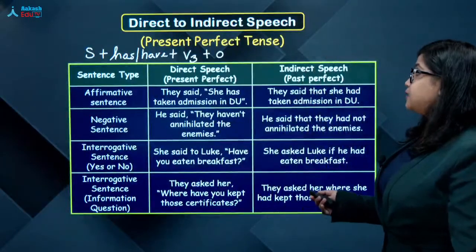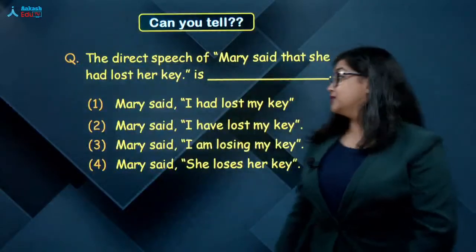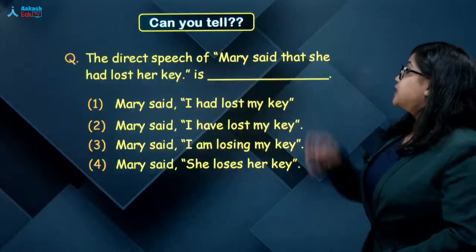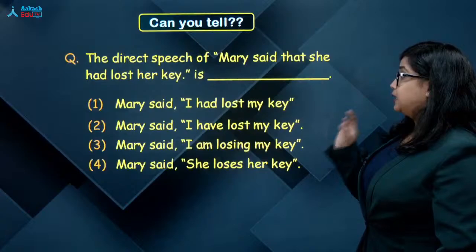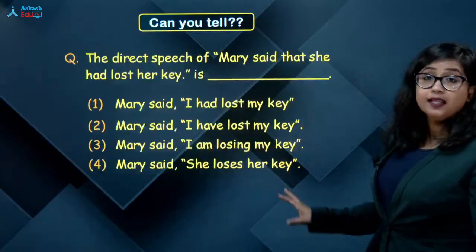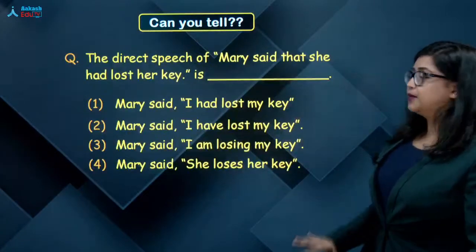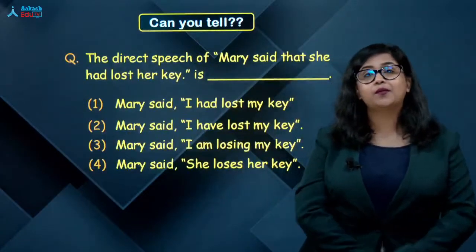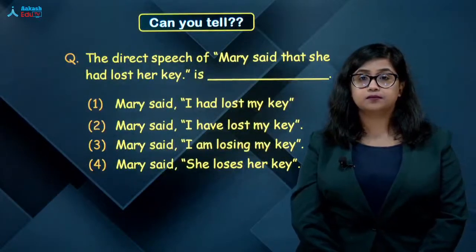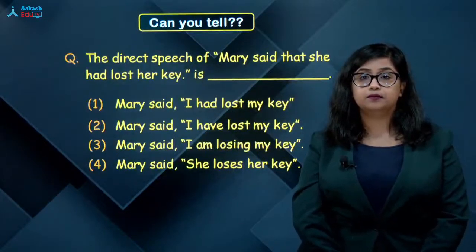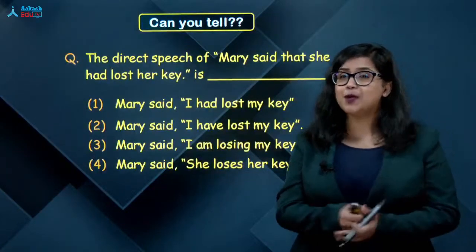So, now let us move ahead and let us have a look at the questions. So, the first one, the direct speech of Mary said that she had lost her key is, go ahead, have a look at the sentences, look at the options basically and try to guess the correct answer. Bravo guys, very well done.